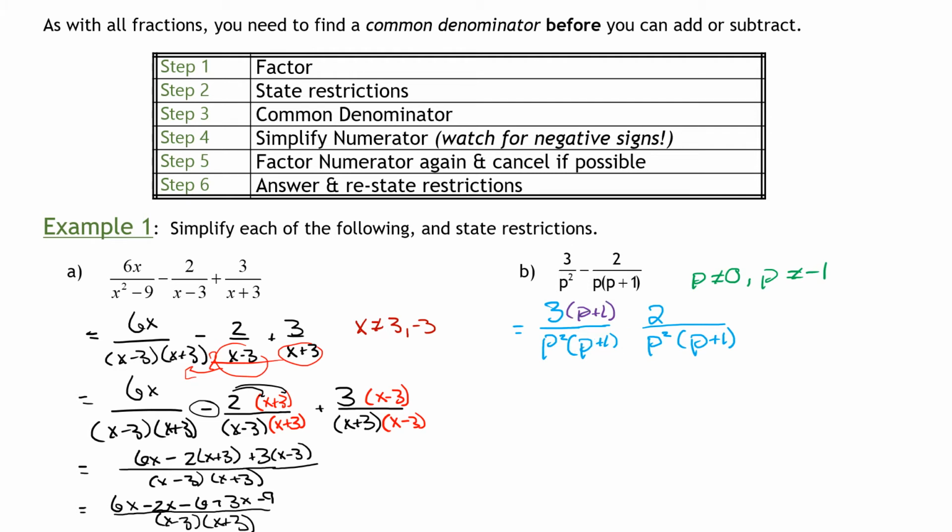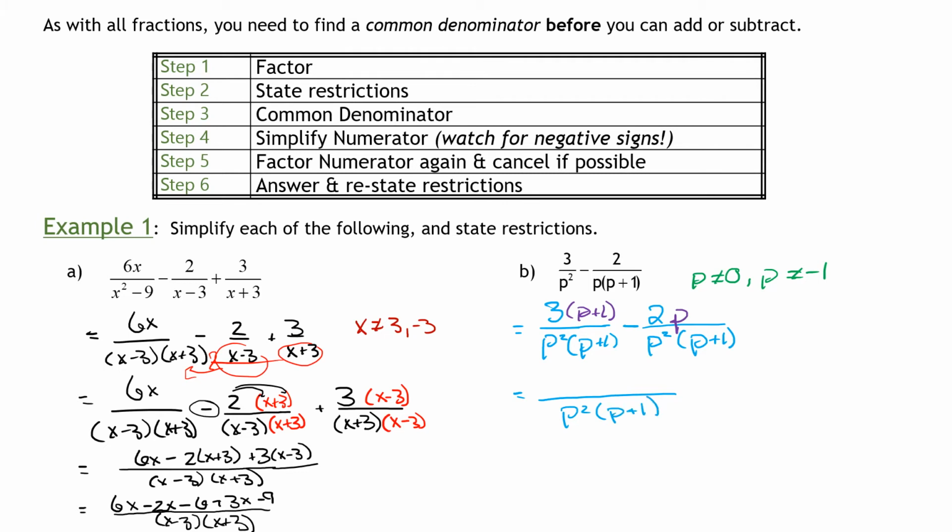Now look at the second one. What does the new denominator have that the original denominator was missing? Well, it's got an extra p in it, p squared. So I'm going to have to multiply my numerator by a p. So now we have a common denominator, which is p squared times p plus 1.